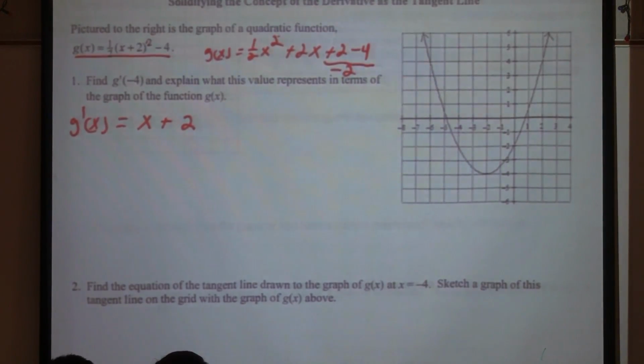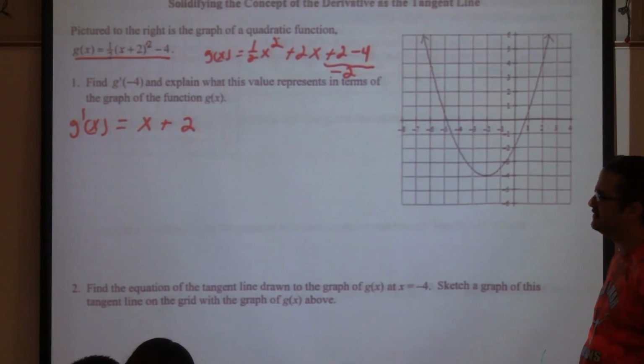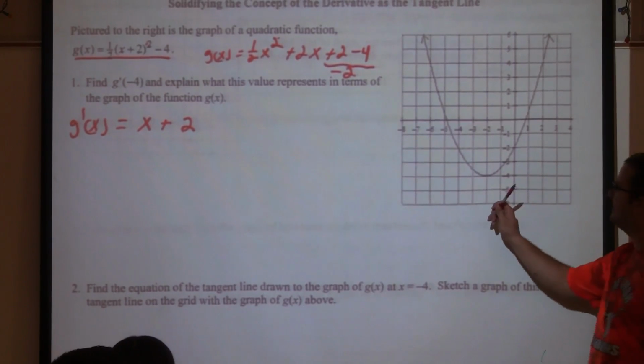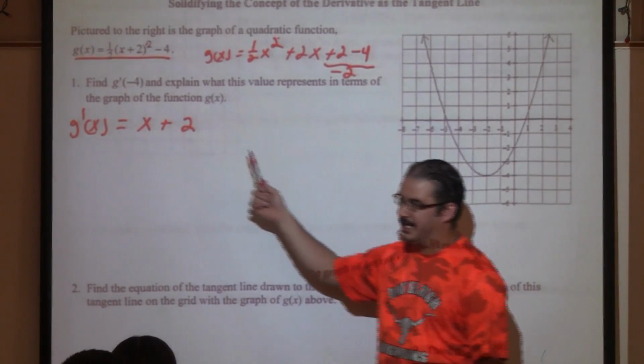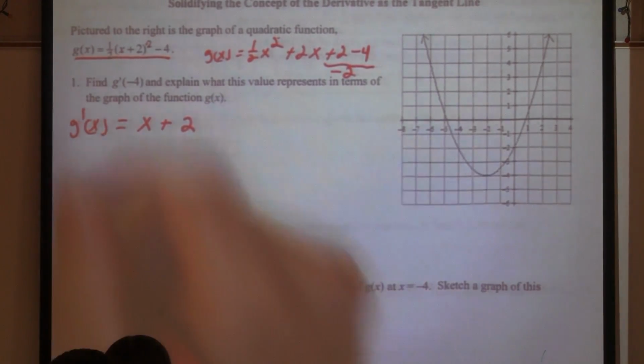How do I know for sure that I did the derivative correctly? Because there's a 0 at the vertex. The exponent is 1 less, so this was the graph of a parabola. This should be the graph of a what? Of a line. Is it linear? Yes. Okay, so now we can answer the question.